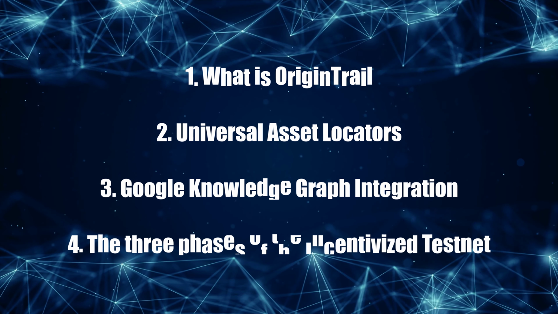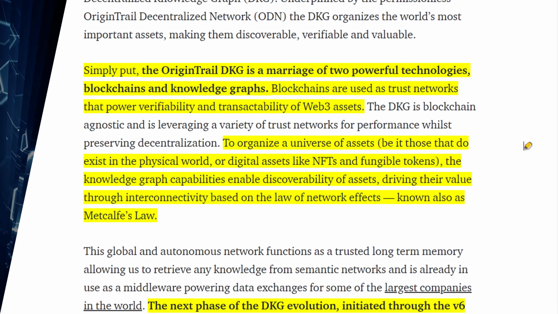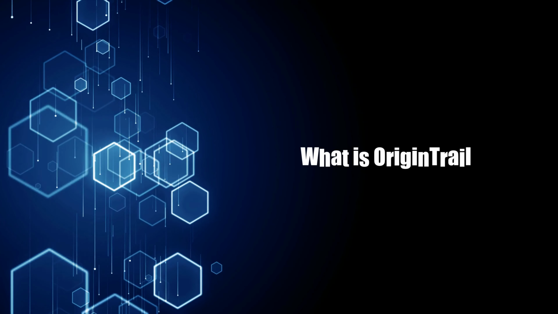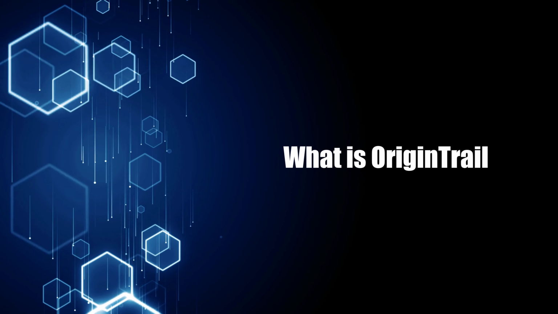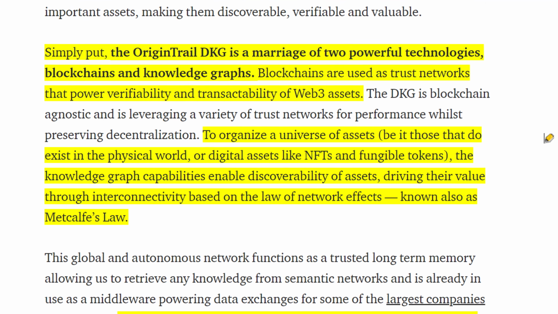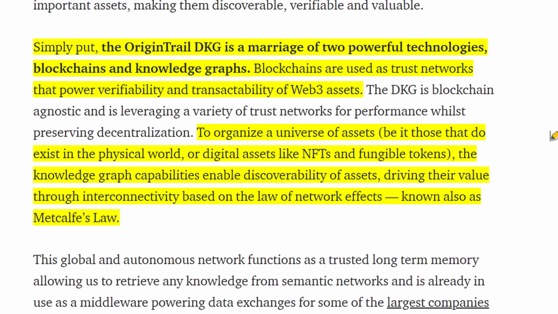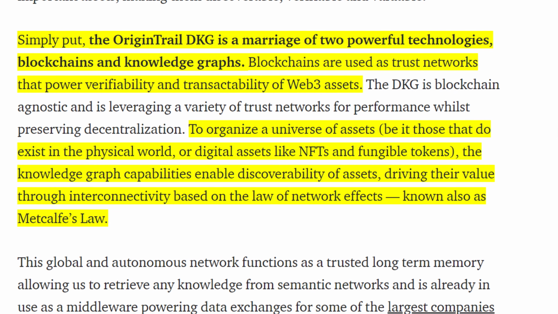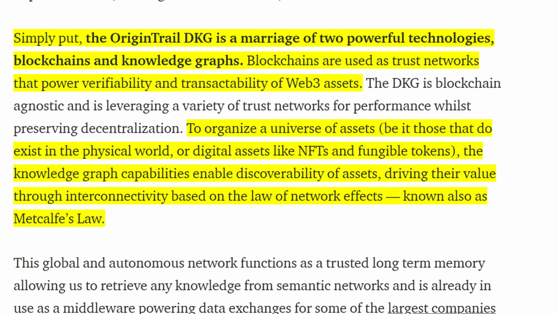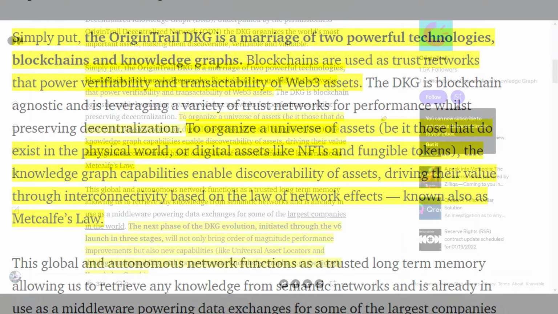And of course, we're going to start this off by giving this section here a little read. Simply put, the OriginTrail DKG is a marriage of two powerful technologies, blockchains and knowledge graphs. Blockchains are used as trust networks that power verifiability and transactability of Web3 assets. Of course, we know this. We know that on top of our network nodes, that's really where our decentralized knowledge graph lives.